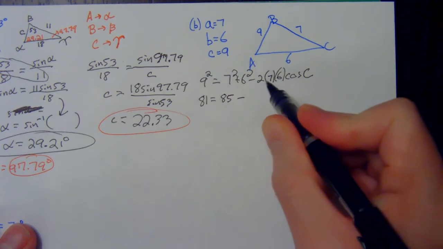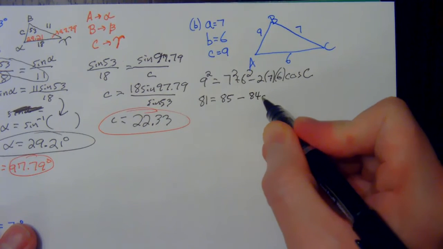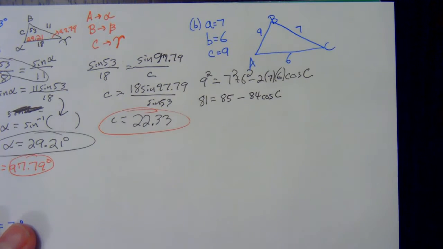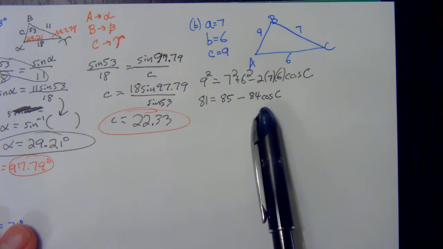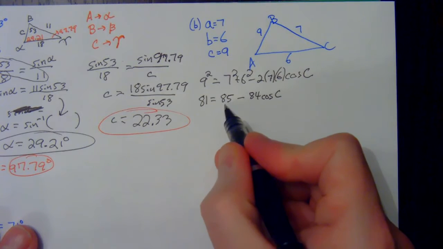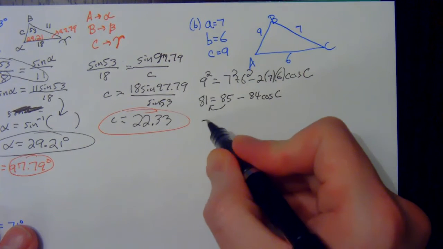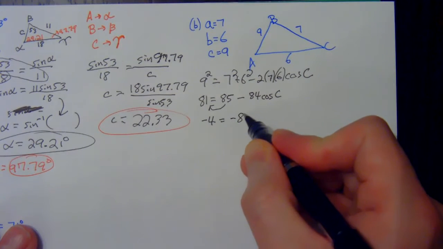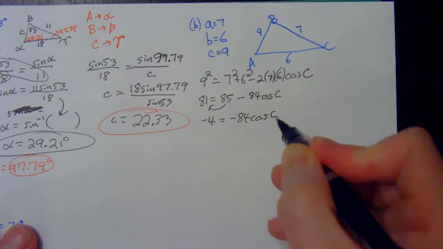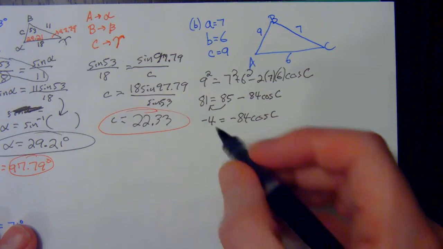That'd be 85. And then if you go 2 times 7 times 6, this will give you 84 times the cosine of C. You can't subtract those. This is like 85 minus 84x, okay? So you have to move this 85 over to that side. So I'm gonna subtract the 85 over. So 81 minus 85 is gonna be -4, right? And then this is like -84 times that. So you're gonna divide both sides by that -84.